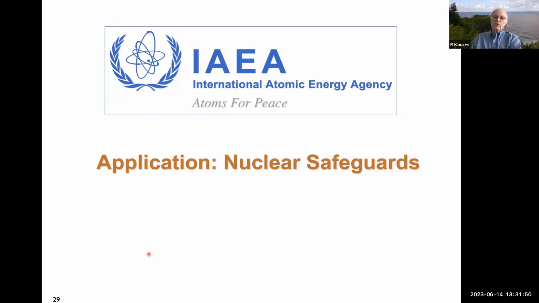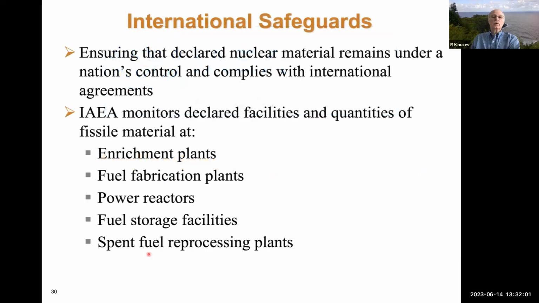So that's border security. Now I'm going to talk about nuclear safeguards. Nuclear safeguards is the purview of the International Atomic Energy Agency, and a number of us have worked with the IAEA. The purpose of the IAEA is to ensure that declared nuclear material remains under a nation's control and complies with international agreements. And to do that, the IAEA sends inspectors out to look at enrichment plants for enriching uranium, fuel fabrication plants. They go to power reactors, fuel storage facilities, and spent fuel reprocessing plants.